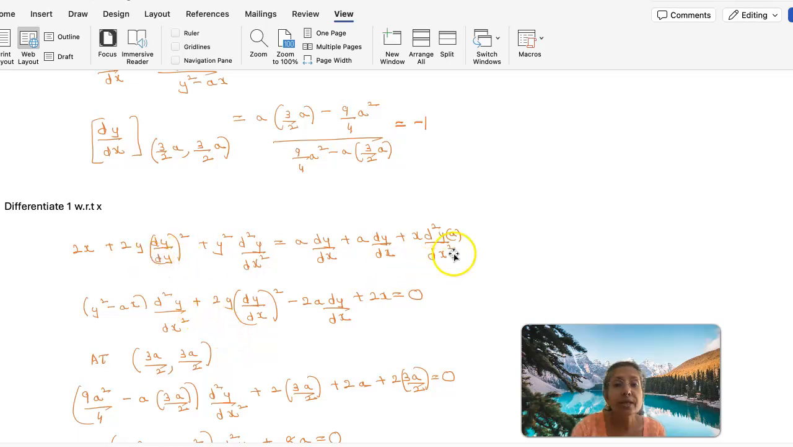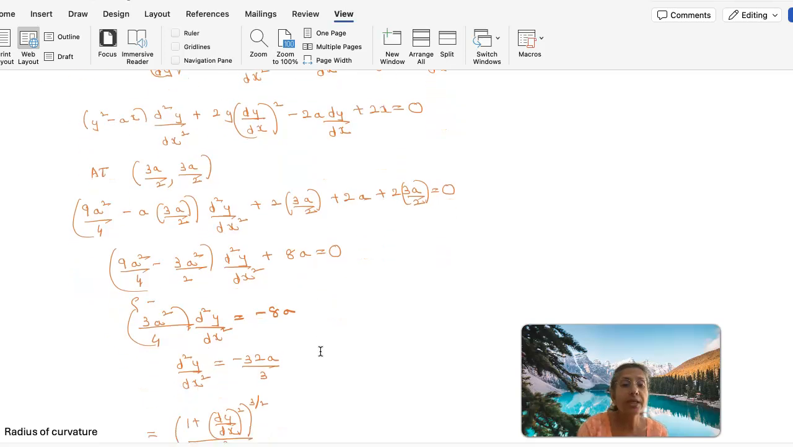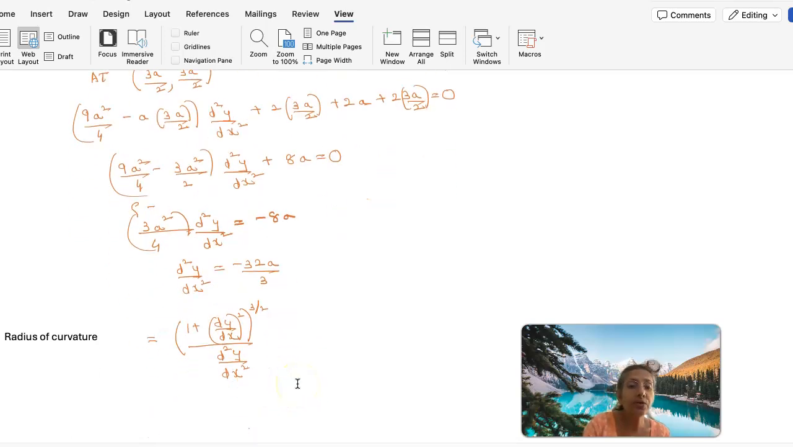So you get (y squared minus ax) d2y by dx squared plus 2y (dy by dx) the whole squared. Then you have plus 2a, and when you take it to the left you get minus 2a dy by dx plus 2x equal to 0. Again substitute at the point 3a by 2, 3a by 2, substitute for x and y, and simplifying you will get d2y by dx squared is minus 32a by 3. So this is your radius of curvature, rho.